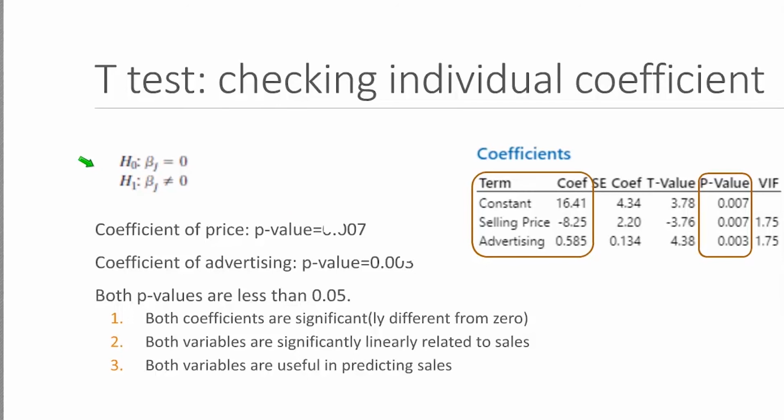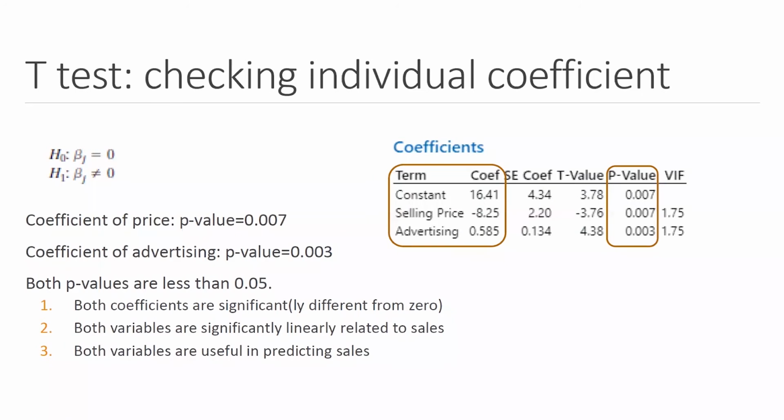Since we're checking for individual coefficients, we have a set of hypotheses for each coefficient, which means, for example, for selling price, we're checking beta 1 equal to 0 versus beta 1 different from 0. To perform that test, we go to the corresponding p-value, which is 0.007 for the selling price. We can tell this p-value is smaller than alpha, which is 0.05.